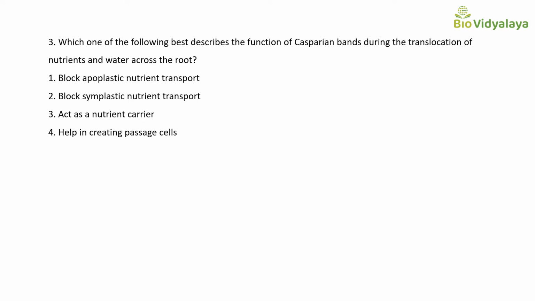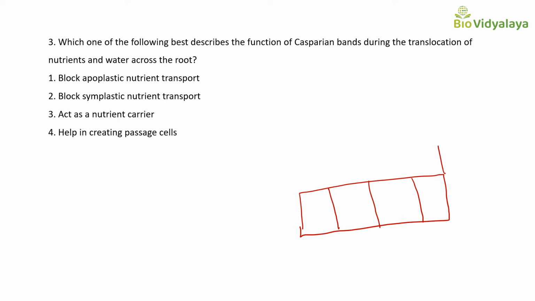So, from the following options, we have to find the correct option that describes the function of Casparian bands during the translocation of nutrients and water across the root. So, first what will happen? First, the root will absorb water, then this water will move through different cells and finally it will reach the xylem.